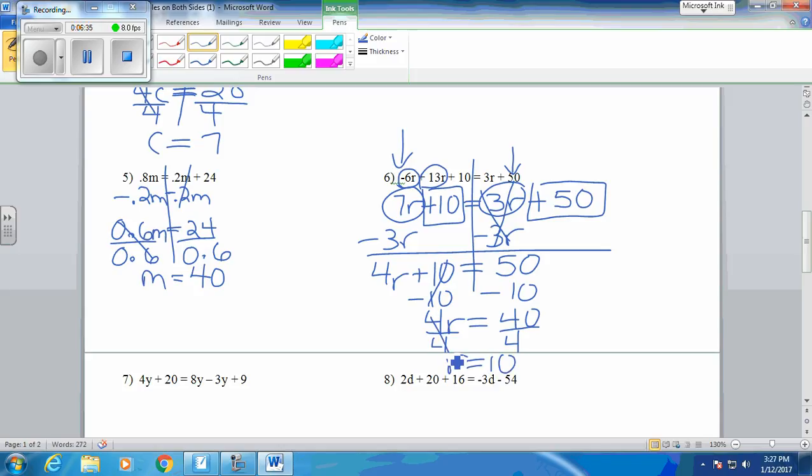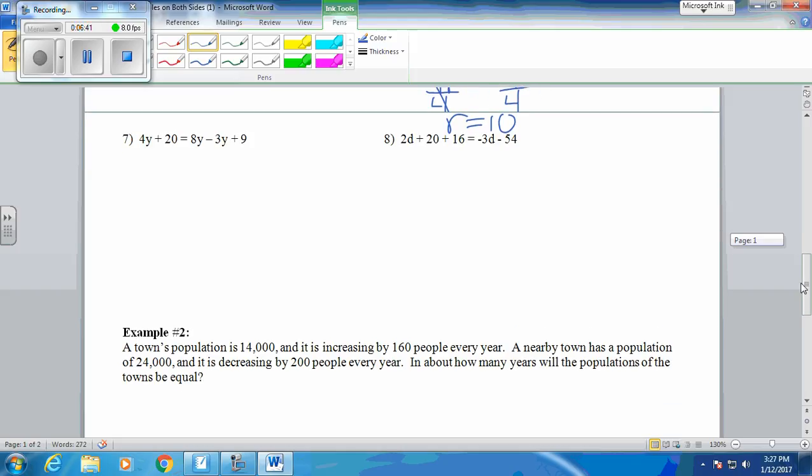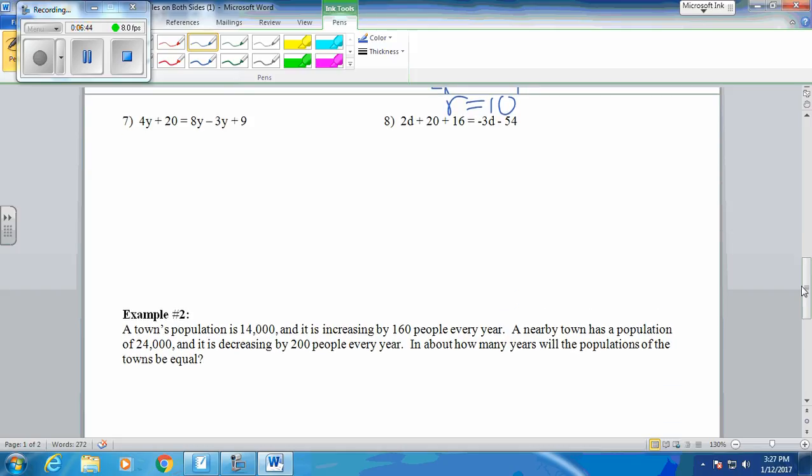Okay? So number 7 and number 8 are also very similar to this. I'm going to practice number 8 with you, and then again have you try number 7 on your own. So they're just adding yet another step here. They have 2d plus 20 plus 16 equals negative 3d minus 24. So instead of having a d on the left side and 2 d's on the right side, I have 2 constants that are like terms that I can also combine together first.